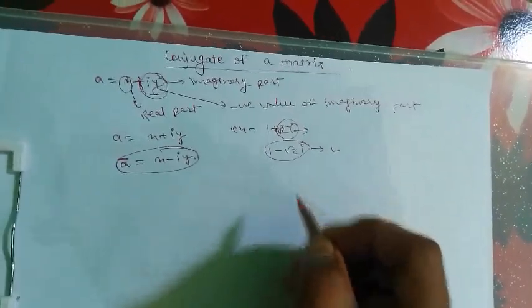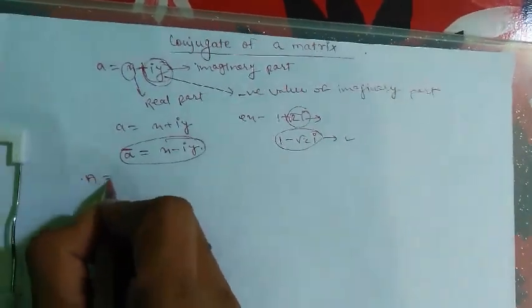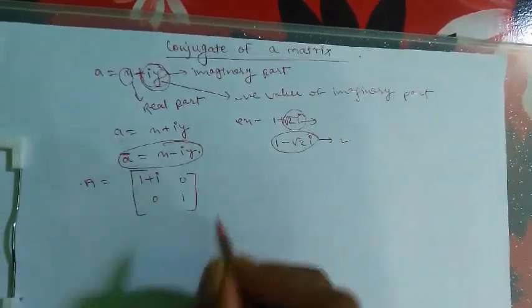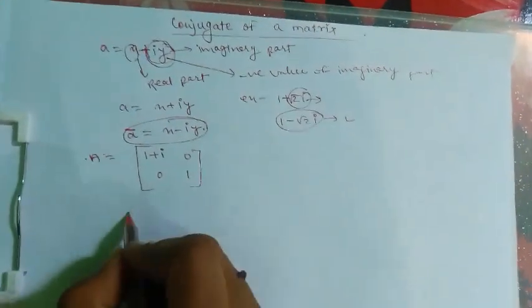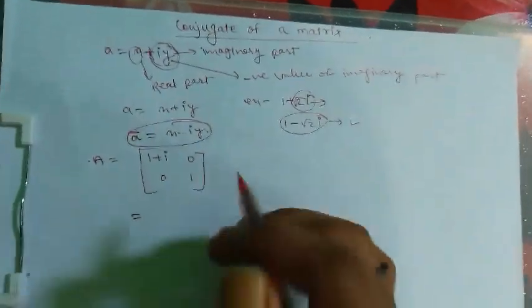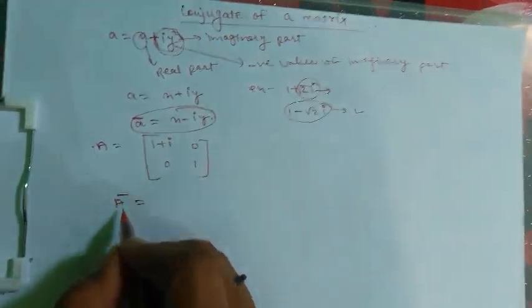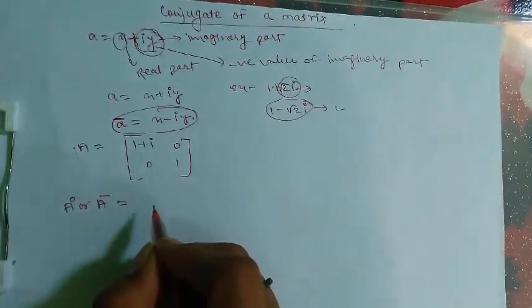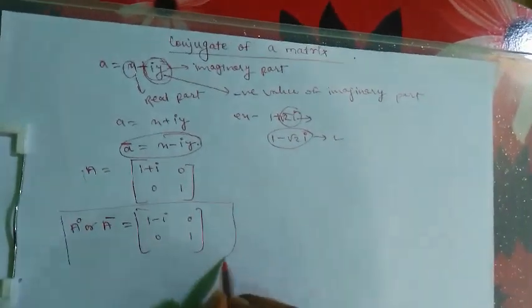Now we can take an example of a matrix, that is, 1 plus i, 0, 0 and 1. Here I will help you understand how we can take the conjugate of a matrix. So this is the matrix. We can take the conjugate of this matrix, which is denoted by a bar. So this is 1 minus i, 0, 0 and 1. So this is the concept of conjugate of a matrix.